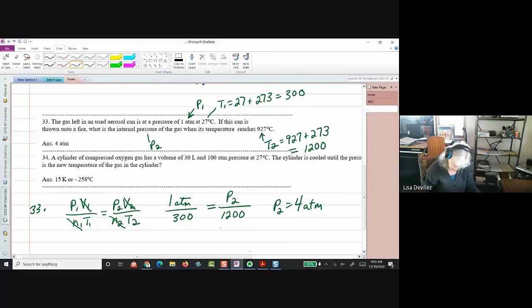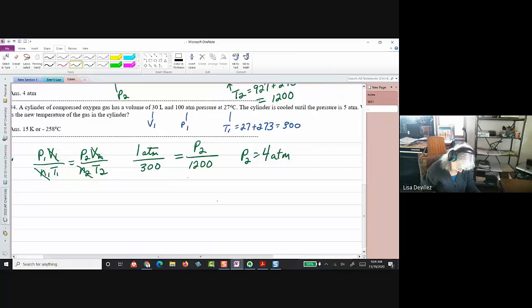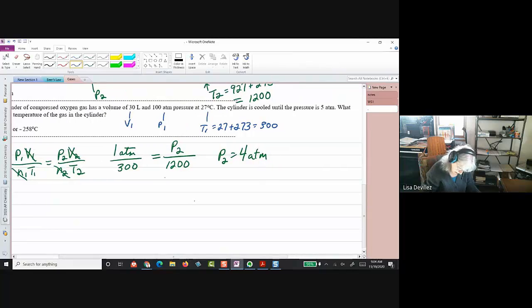All right, and okay, let's do this one, and then there's one more I wanted to do. I think it's in the notes. Okay, compressed oxygen gas. Here's our V1, P1, T1 is 27 plus 273, so that's 300. And it says my pressure P2.